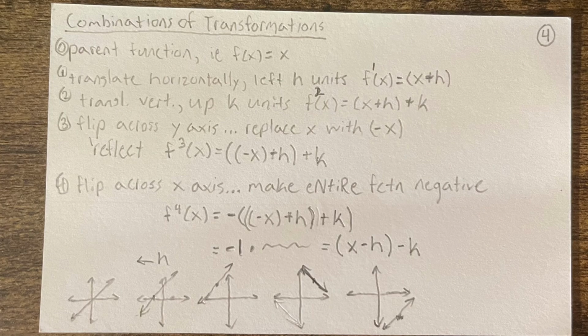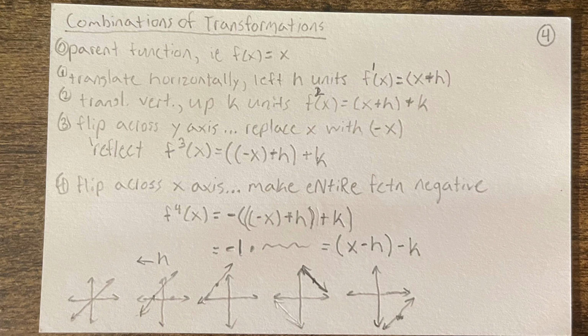A function can undergo a combination of transformations. For example, consider the parent function, f of x equals x. The graph of this function is a straight line that intersects the origin, or the point 0, 0. To translate this function horizontally, for example, to the left h units, add plus h to the x. It is plus h because it is to the left; it would be x minus h if it's to the right. The parent function shifted h units to the left is a new function, f of x equals x plus h.